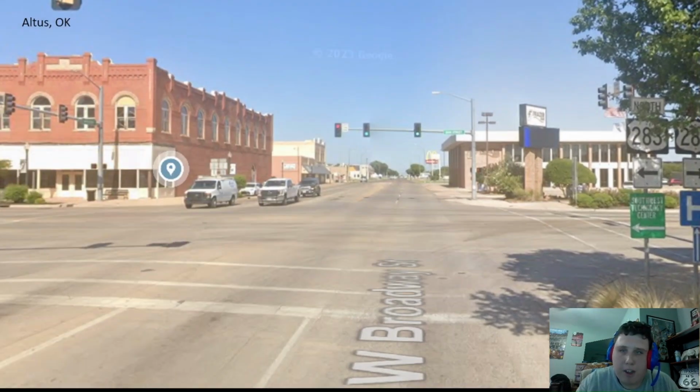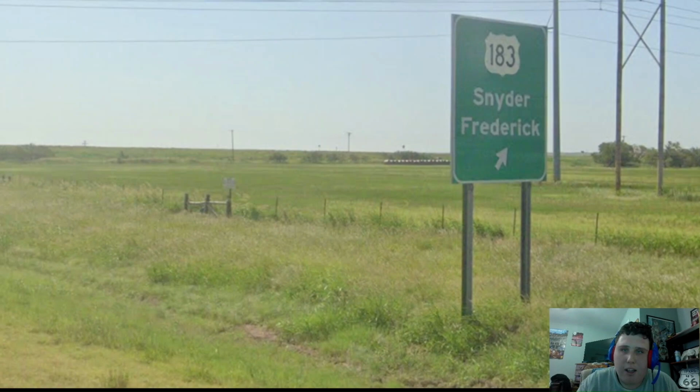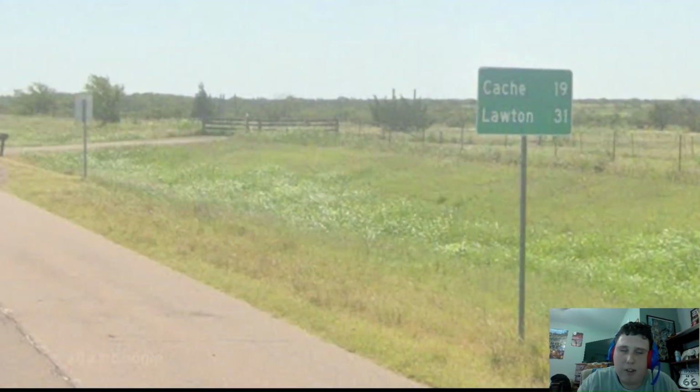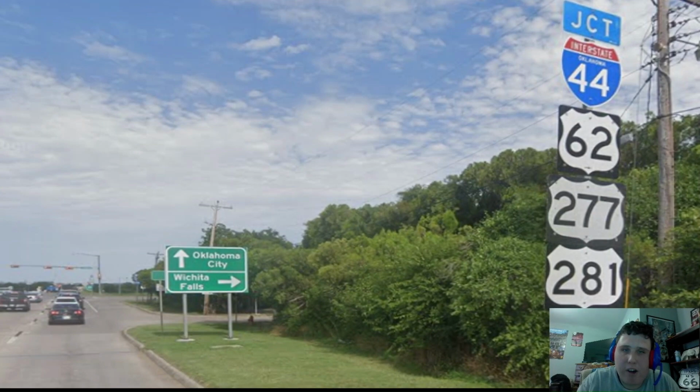And here in Altus, we're meeting US 283, and we're going to be staying straight here, not joining US 283. And here we're meeting 183, and 183 is signed for Snyder and Frederick. After passing US 183, we have another mileage sign, and Lawton is on the bottom line at 31 miles away. Here in Lawton, we're meeting Interstate 44, US 277, and US 281. You're actually going to be joining 44 East, 277 North, and 281 North, concurrent with those highways for a brief time.